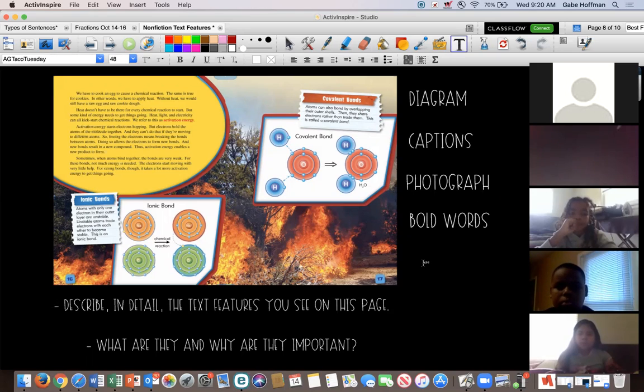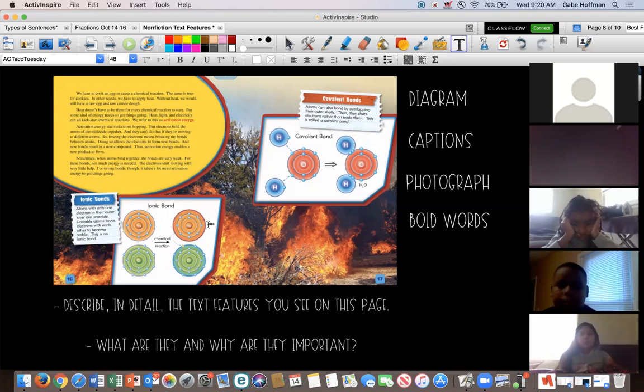Sometimes when atoms bind together, the bonds are very weak. For these bonds, not much energy is needed. The electrons start moving with a little help. For strong bonds, though, it will take a lot more activation energy to get things going. So we've talked about bonds right here, right? So now our author wants us to understand more about bonds.